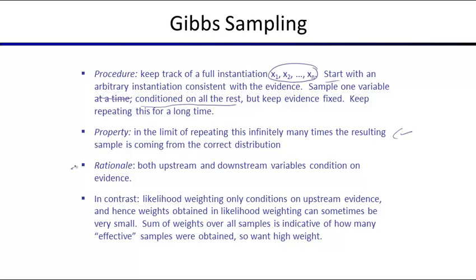The nice thing here is that we incorporate upstream and downstream variables because we condition on all variables. The contrast is exactly what we were getting at in the previous slide, that likelihood weighting only accounts for evidence that came earlier in the Bayes net, not for the evidence that comes later. The flip side is that we now have this local search where we cycle through all variables for a long time. We don't just pass through variables in one pass and be done.